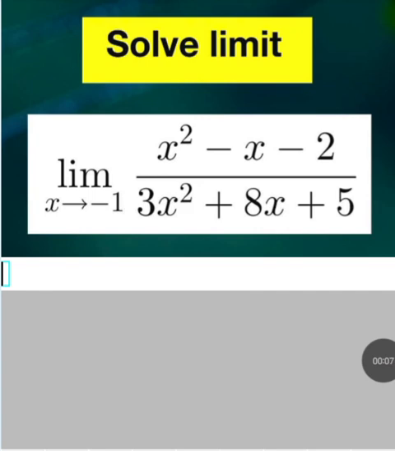In this video, straight away, I'm going to be solving this limit-based function: x squared minus x minus 2 divided by 3x squared plus 8x plus 5, limit as x tends to -1.